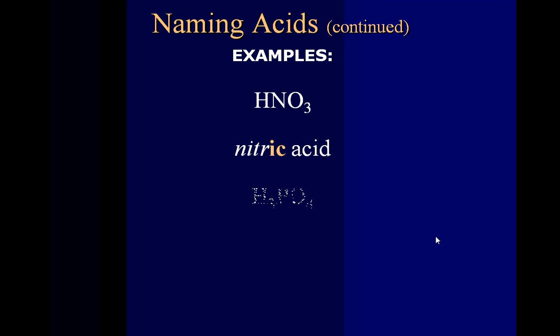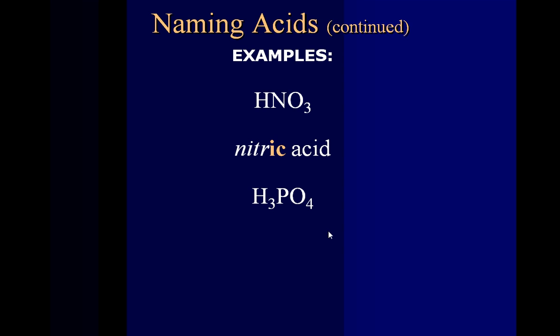Okay. Try the next one on your own. H3PO4. Pause the video. Try it. Okay. You've had a chance now. Again, the 3 hydrogens here don't change anything about this acid name. However, the phosphate, we're going to drop the ate and make it ic.